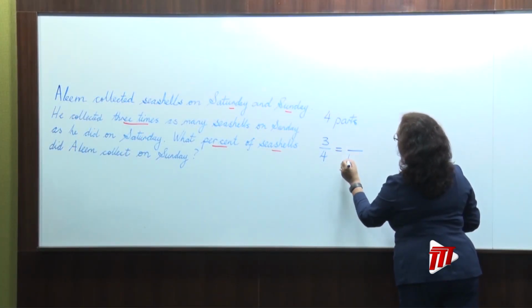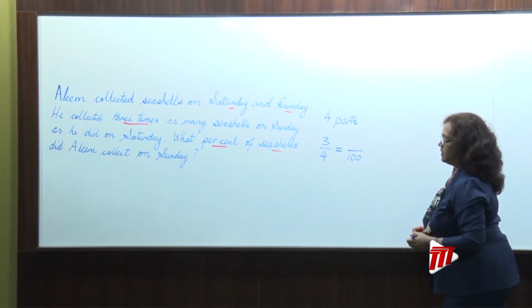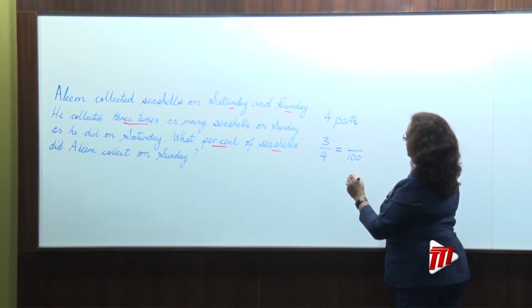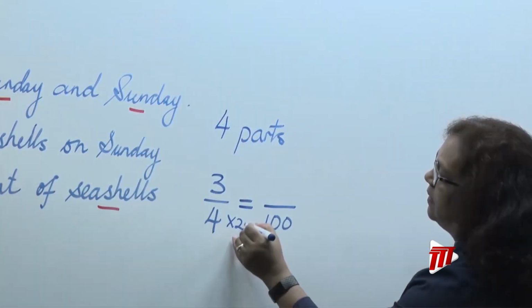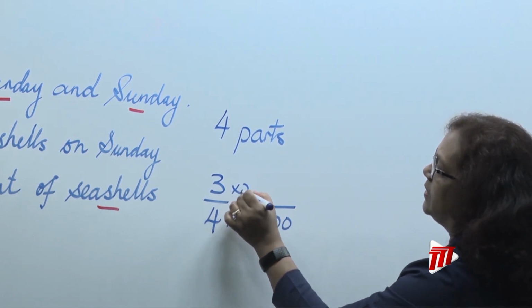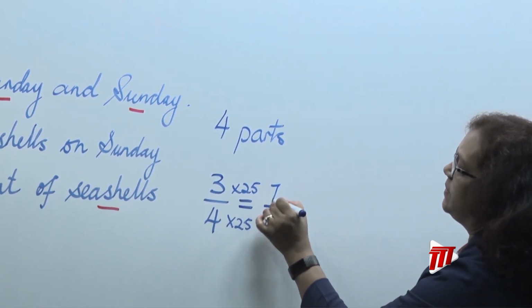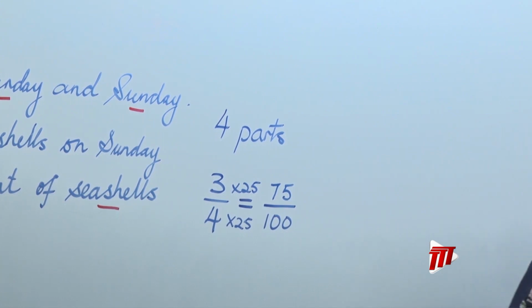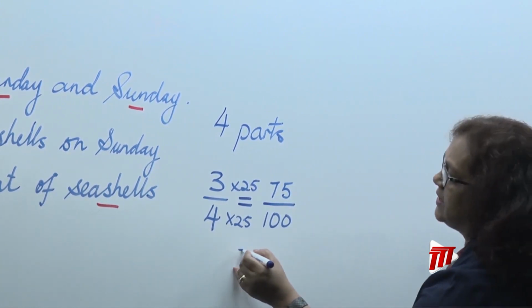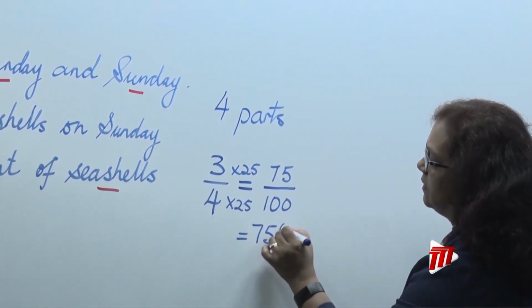And of course, we want a fraction with a denominator of 100. So I'm using the equivalent fractions method. I'm going to multiply by 25. And this is a very simple and common percent. So my answer is 75%.